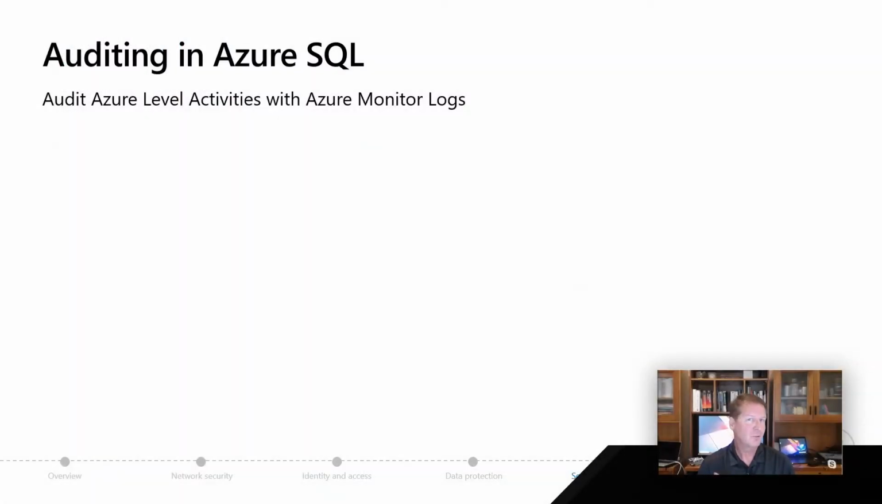So the fourth area of security for Azure SQL is security management. And it all starts first with auditing in Azure SQL. Now, first of all, we've talked about the Azure ecosystem and things like RBAC. So you're going to want to monitor Azure level activities outside of Azure SQL. And you can do that with Azure Monitor Logs. You have that capability through Azure Monitor.